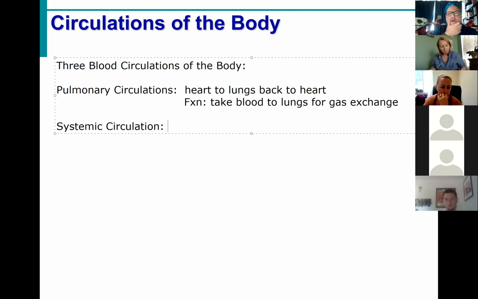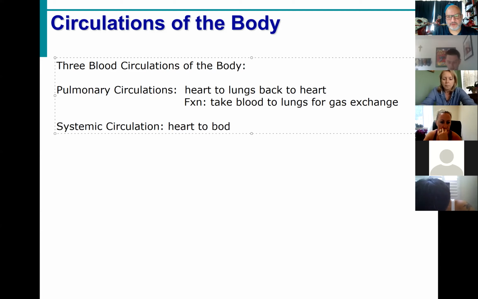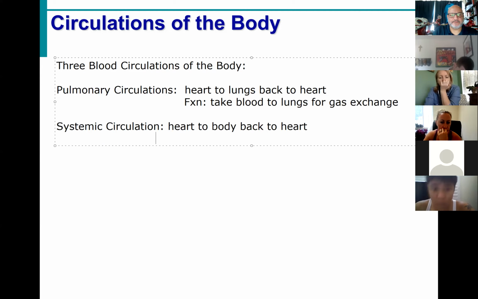Excellent. And what's that one? From the heart to where? Body. To the body, absolutely. And then back to the heart. Excellent. And what is its function? To give oxygen to organs and muscles and everything. Right. Excellent. I like that.